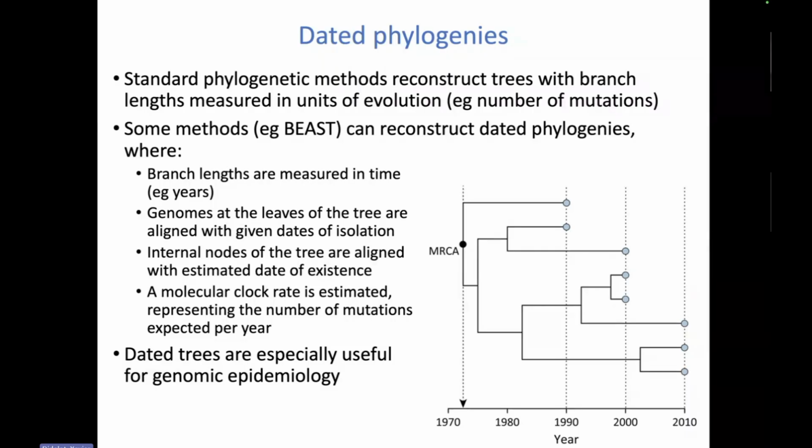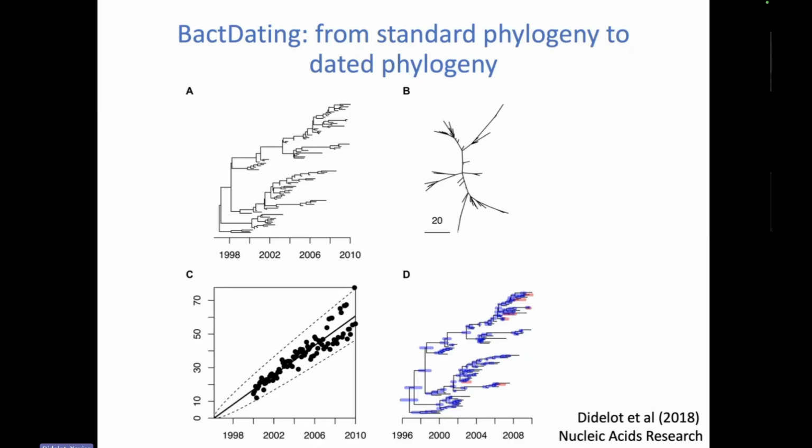So BEAST is probably the most famous software for doing this type of dated tree reconstruction. I would like to mention also my own software to do this, which is called BactDating. And that's based on a slightly different idea. The idea of BactDating is that it takes as input a standard phylogeny, one where the branch lengths are in units of substitution, the kind of tree you would get out of PhyML or RAxML. And it takes this as an input and the dates of the isolates, and it will build a dated tree based on that. So it's much more scalable to do it this way than with BEAST, because you break down the problem into 2 steps.